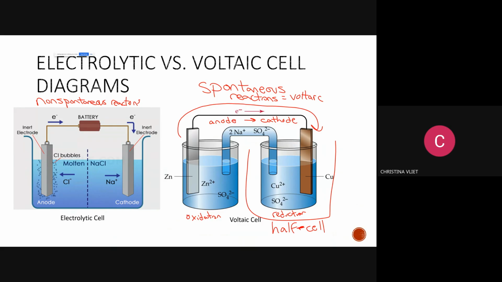And so what happens here is the following. If this is oxidation, what process is taking place here? Zinc is turning to zinc plus 2. And if this is the reduction, what's taking place here? Copper plus 2 goes to copper. So if this is where zinc is being turned into zinc 2 plus, where are the electrons going?